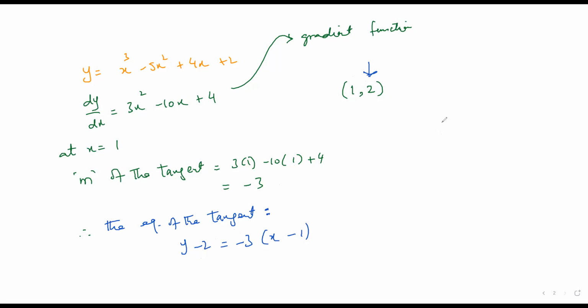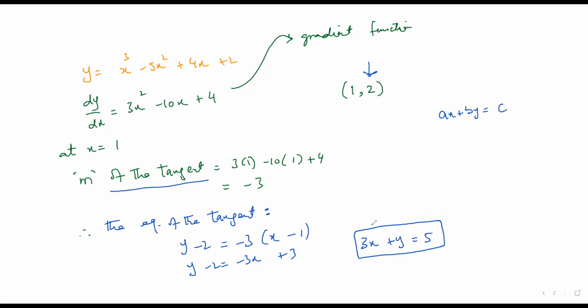And if it says, write your equation in the form ax plus by equal to c, there will always be 1 mark for the simplification. So then you can say, let me write it like this: y minus 2 equal to minus 3x plus 3. You bring this 3x to the left hand side, so this is 3x plus y, and you move this to the other side. So this is the equation of the tangent in the required form. So this is how you write the equation of the tangent.